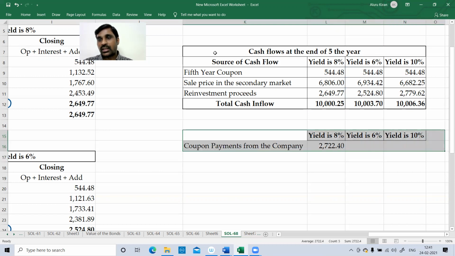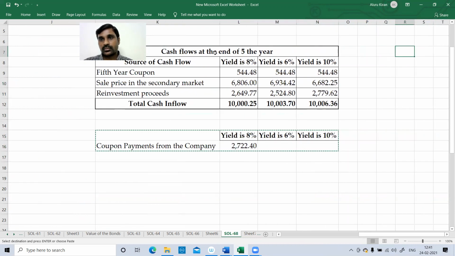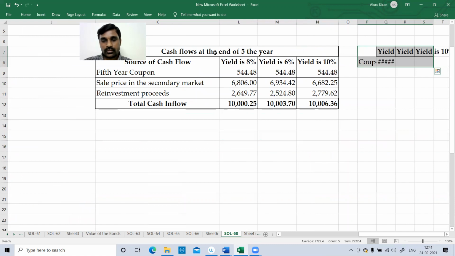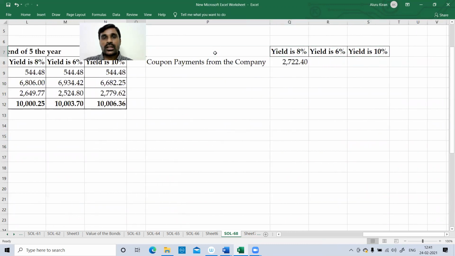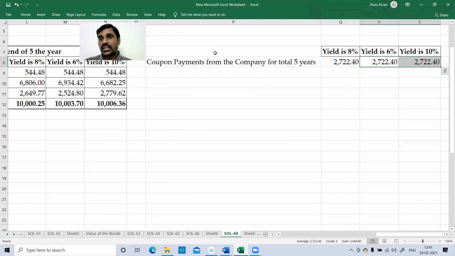I'll write it here, otherwise it will be very clear for you. Coupon payments from the company for a total of 5 years. This will not change.